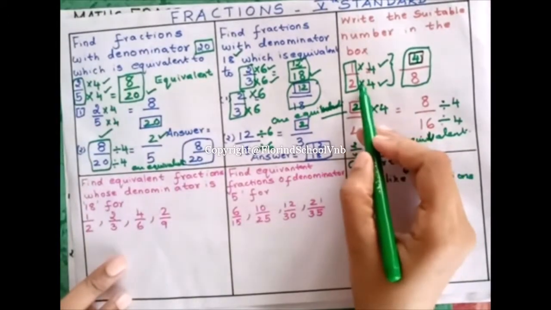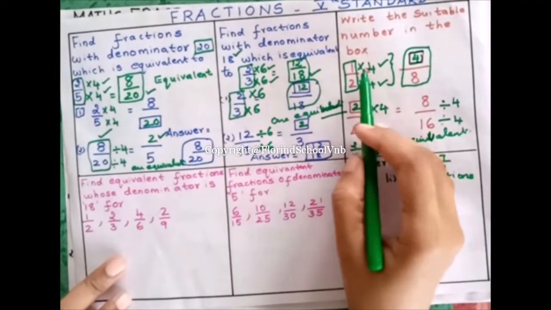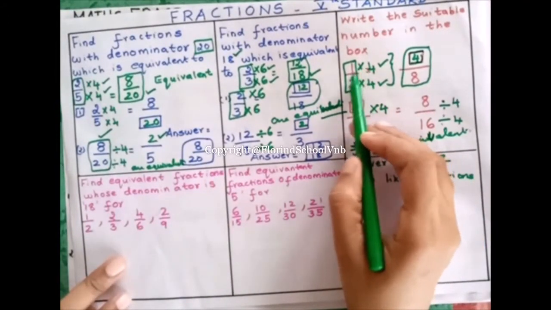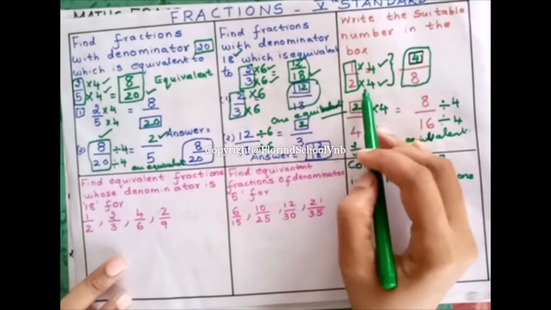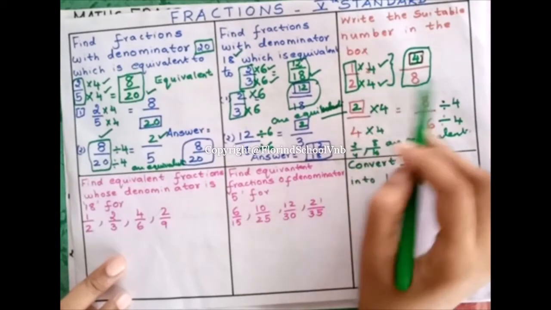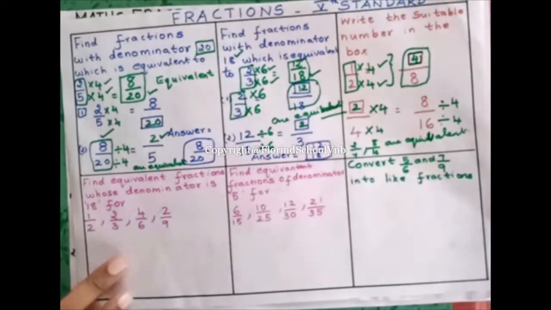So when you multiply 2 by 4, you also have to multiply 1 by 4. So 1 into 4, 4, 2 into 4, 8. So 4 by 8 is equivalent to 1 by 2.